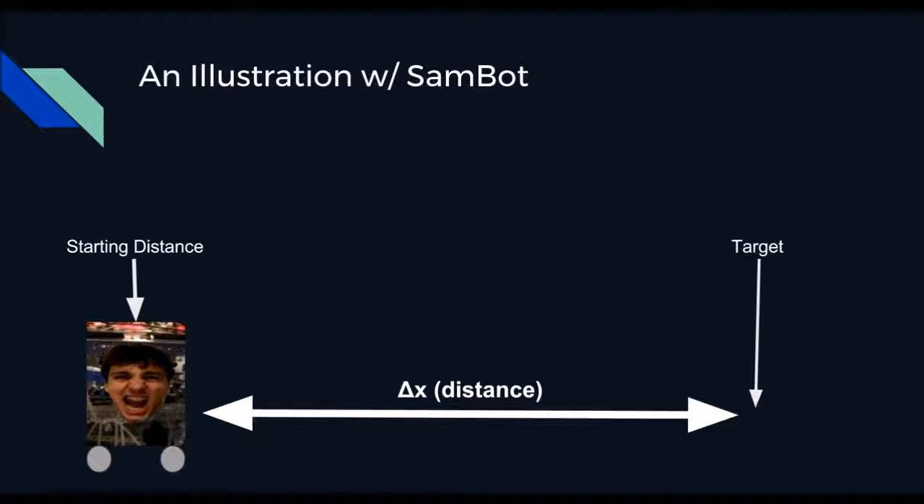Let's label a few things first. We'll say that this point that we start at is our starting distance. We have this delta x right here, which is the distance we want to travel, and then this is the target relative to our starting position. That's this endpoint right here.